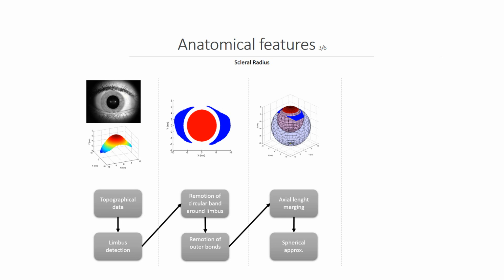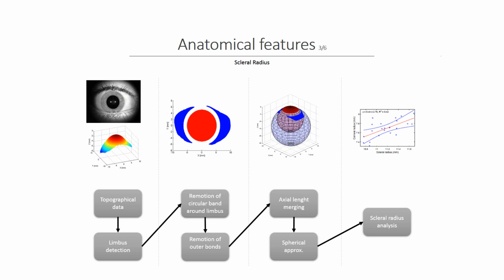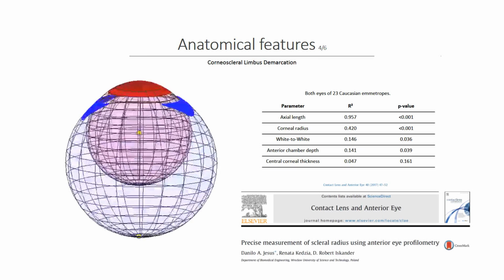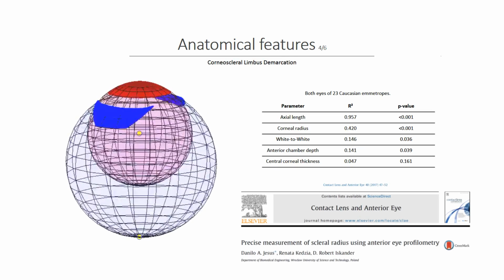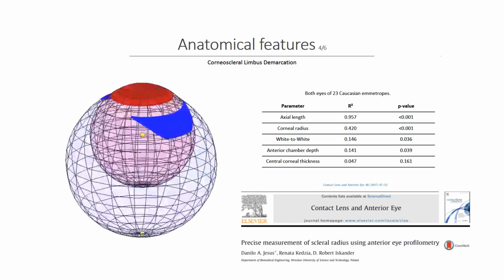Then, we added the position of the axial length to the model, acquired with the IOL Master. Finally, a spherical approximation based on least squares is done, allowing us to obtain the scleral radius. Here is shown the final result of the spherical approximation based on the anterior eye surface data.